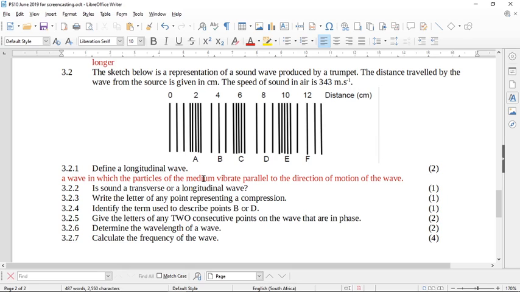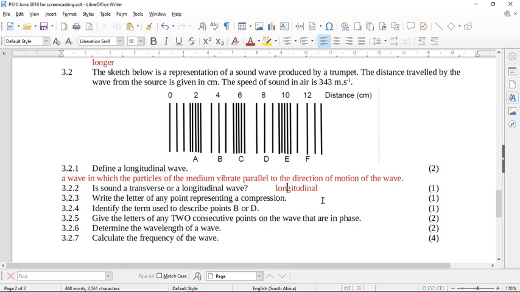Define a longitudinal wave. It has to be the definition I gave you. A wave in which the particles of the medium vibrate parallel to the direction of the motion of the wave. 2 marks or no marks for a definition. Learn your definitions. Is sound a transverse or a longitudinal wave? It is a longitudinal wave. You have to learn that. You are taught that. There's nothing you can do. You have to learn it.